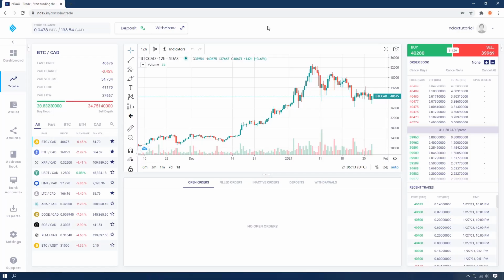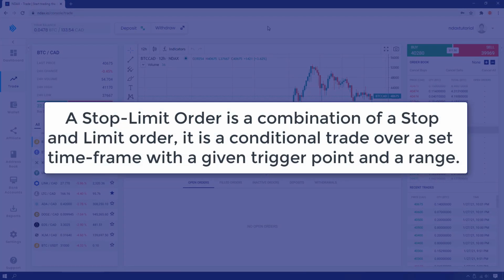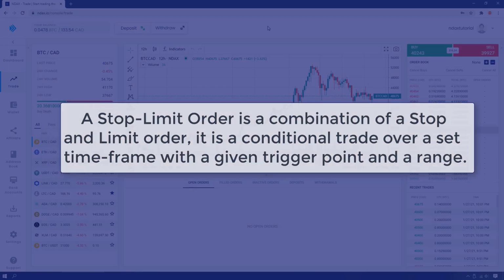In this video, we'll talk about stop limit orders. So what is a stop limit order? A stop limit order is a combination of stop and limit orders that we've seen in previous videos. It is a conditional trade over a set time frame with a given trigger point and range.